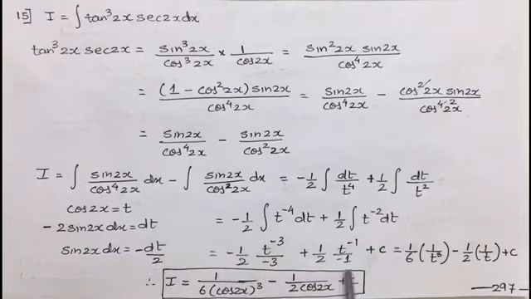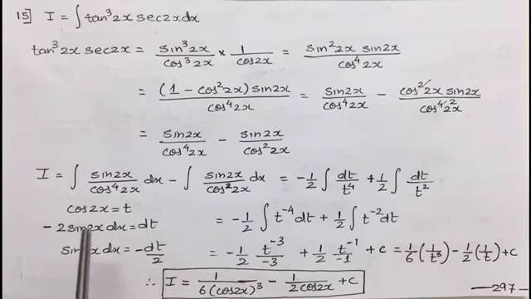Now just simplifying these powers, minus and minus will become plus, and 2 into 3 is 6. So 1 upon 6, 1 upon t cube, as the power is negative. And minus plus will make it minus 1 by 2. t^-1 is 1 upon t plus c.